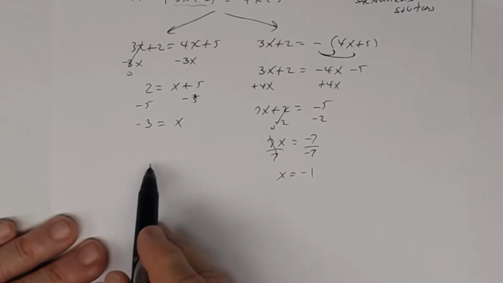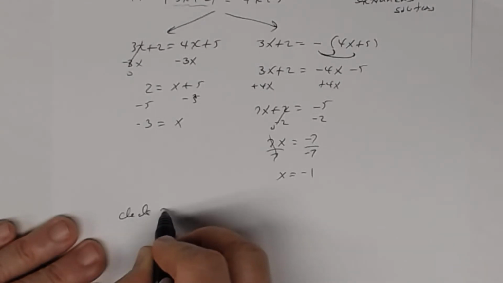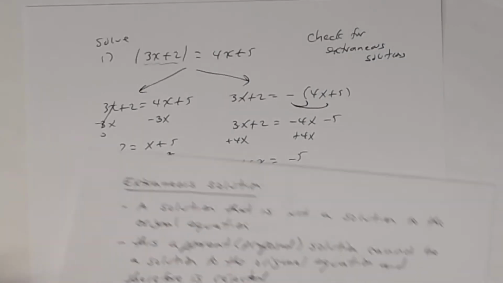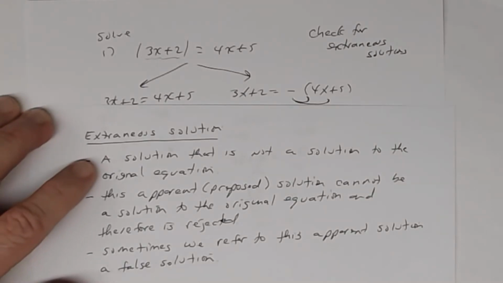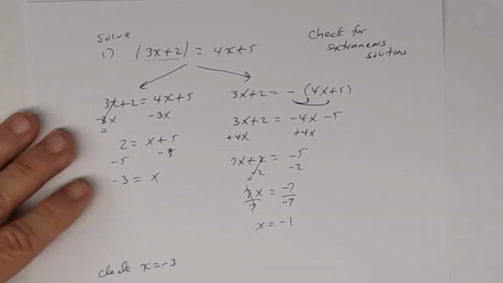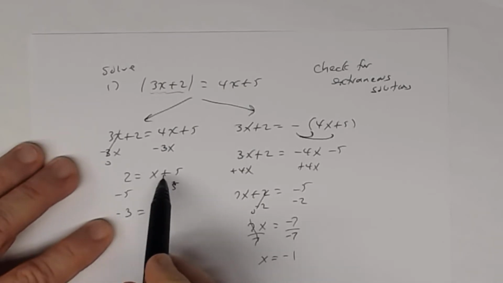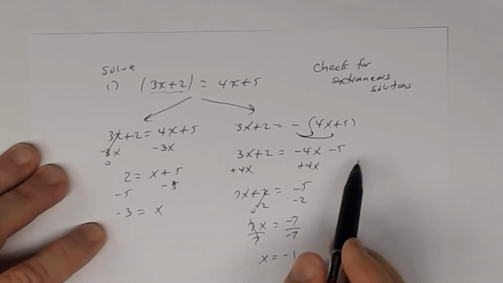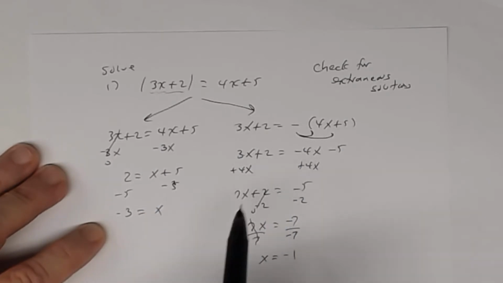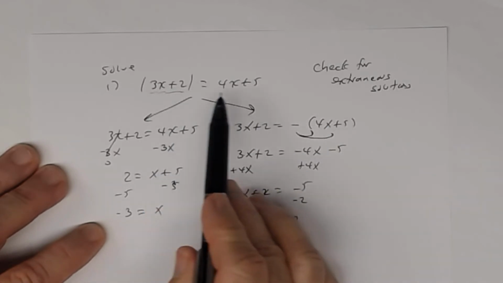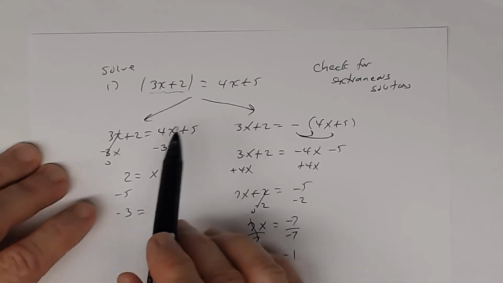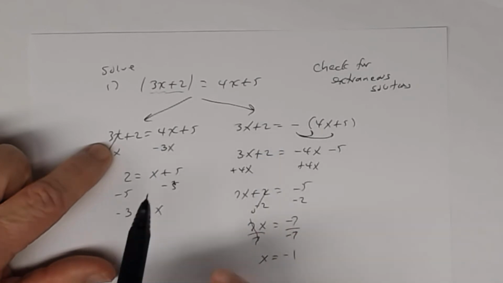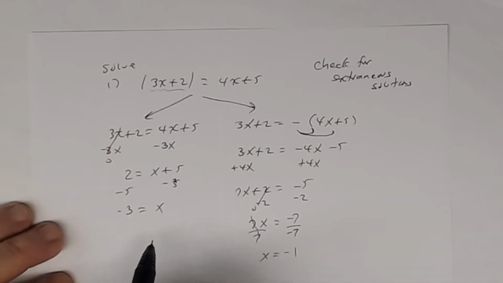Okay, so let's check this one. You must check. So let's check x equal -3. So go back to the original equation. Now remember what we meant by extraneous, just to remind you. An extraneous solution is a solution that is not a solution to the original. So you see this x equal -3? It's a solution to this linear equation. That's true. And the x equal -1 is a solution to these linear equations. But the question is, is it a solution to the absolute value equations? See, an absolute value equation is not a linear equation. These are linear equations. All right, so we must check.